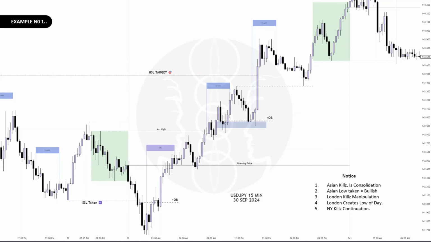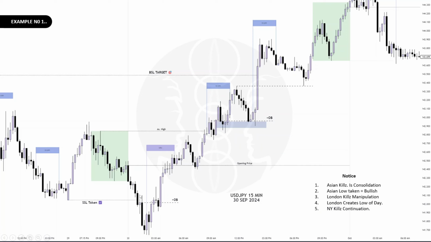Now let's look at the examples. Our very first example is of USD/JPY 15-minute chart, 30 September 2024. You can see we have the sell-side liquidity right here before the opening of the candle, and we have this choppy price action, which is Asian Killzone, shown by this green box, and then we shoot lower, take the sell-side liquidity, and then we go higher and break this swing high.